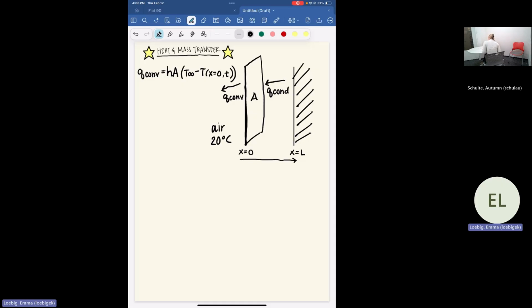Now, if we are to say that at time is equal to 0, both sides of this slab are perfectly insulated and have a uniform initial temperature, we can write that as the temperature at any position at time is equal to 0 is set at some initial uniform temperature, which we'll say is 80 degrees Celsius. We know that as soon as we take away the insulation from one side, there's going to be heat loss. So let's express this using a temperature profile.